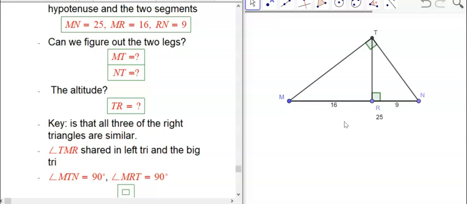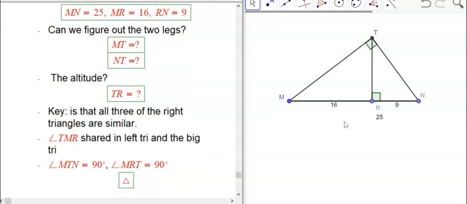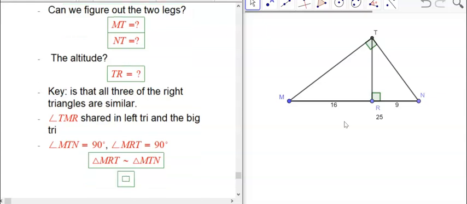Now we just have to be really careful. Okay, so what's the similarity statement? Let's say the left-hand triangle has, we'll start with the M, and then we'll go to the right angle in the small triangle, which is R, and then we'll go to the other vertex, which is T. That's going to be similar to the big triangle, starting with that same angle M, then going to where the right angle is in the big triangle, and then going to the third. Okay. And so now we get a proportionality statement.